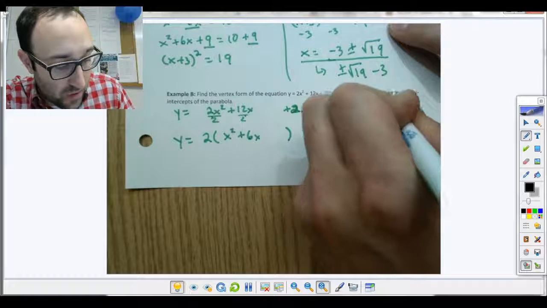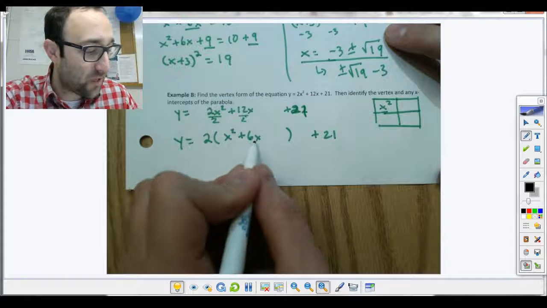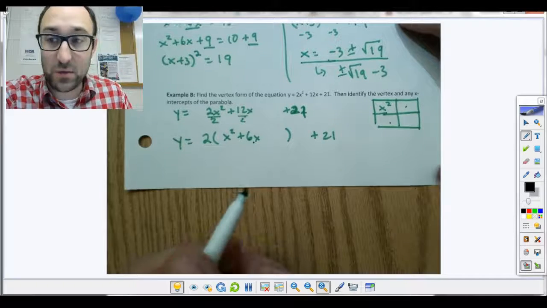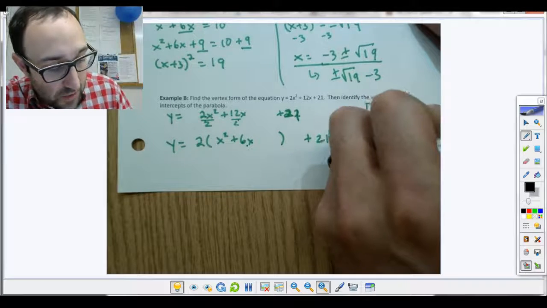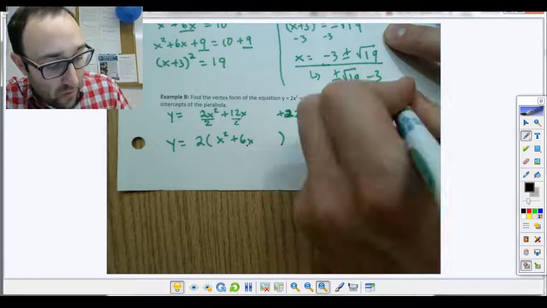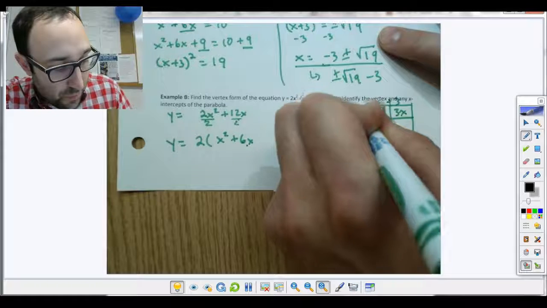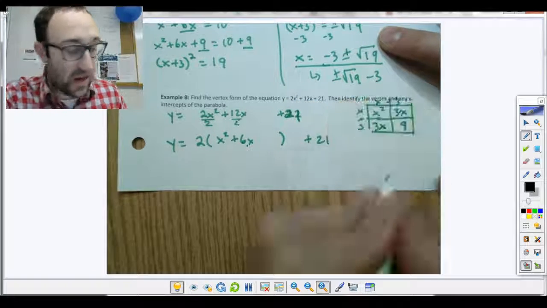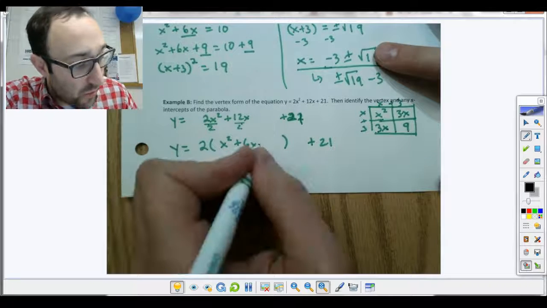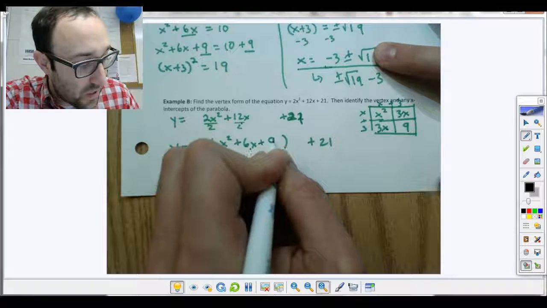So I know x squared is going to go in the top left. And I have 6x. Well, I need to break those up into those two spots, which is the same as what we did last time. It should be 3x and 3x. So I know I've got x plus 3, and I've got x plus 3. And so I should have a 9 there, right? So what I should write in here is plus 9, right?